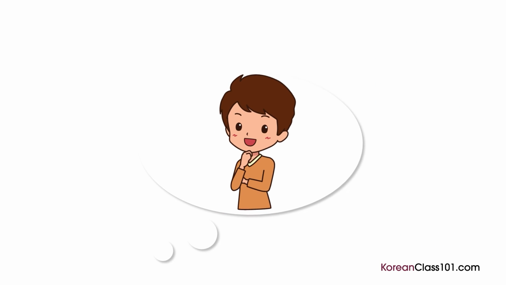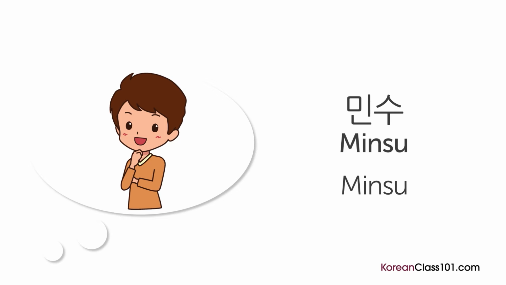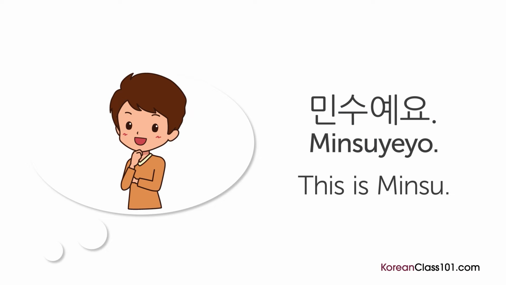Let's say you want to introduce your new friend, 민수. How would you say this is 민수? 민수 ends in a vowel, so you say 민수예요 with the 예요 ending.